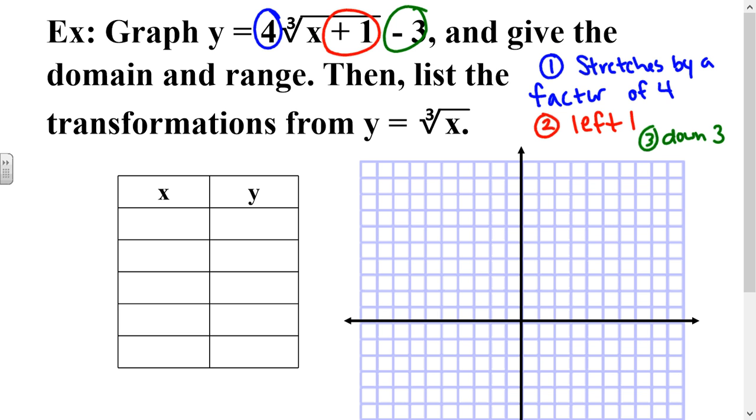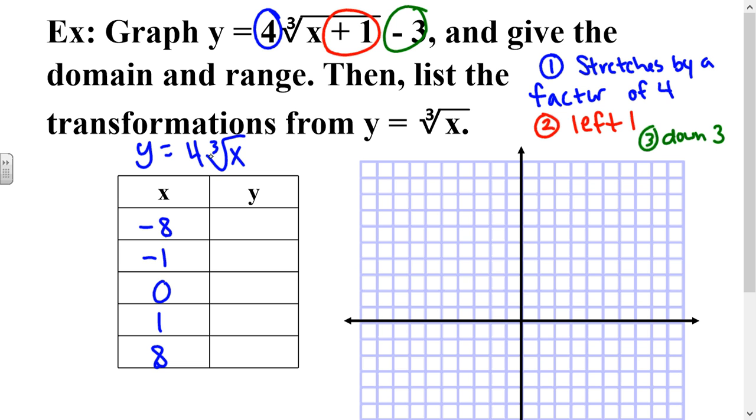Okay, so those are my transformations. So when I graph this, I'm just going to graph just this portion. So I'm really going to graph y equals 4 times the cube root of x, and then I'm just going to translate it left 1 and down 3. Okay, so I'm doing cube roots now. So I have to plug in numbers that are perfect cubes. So remember, cube roots can be negative, 0, or positive. So negative 2 cubed would be negative 8. Negative 1 cubed would be negative 1. Then 0 cubed would be 0. 1 cubed would be 1. And 2 cubed would be positive 8. So this is what I can plug in for my cube root functions.